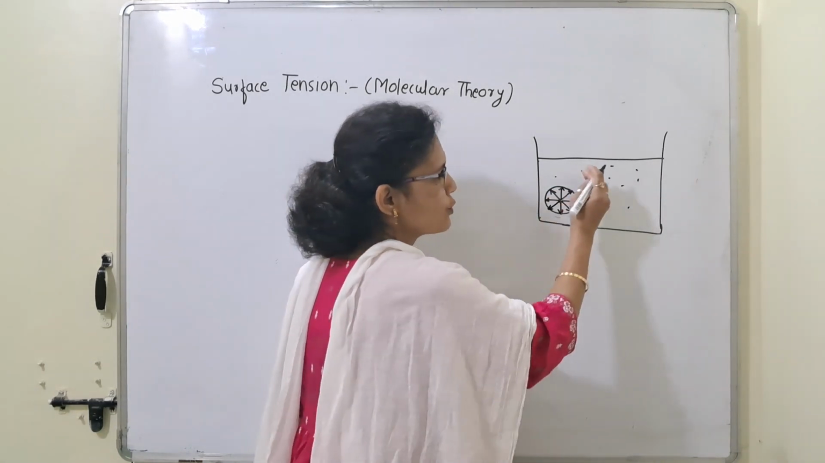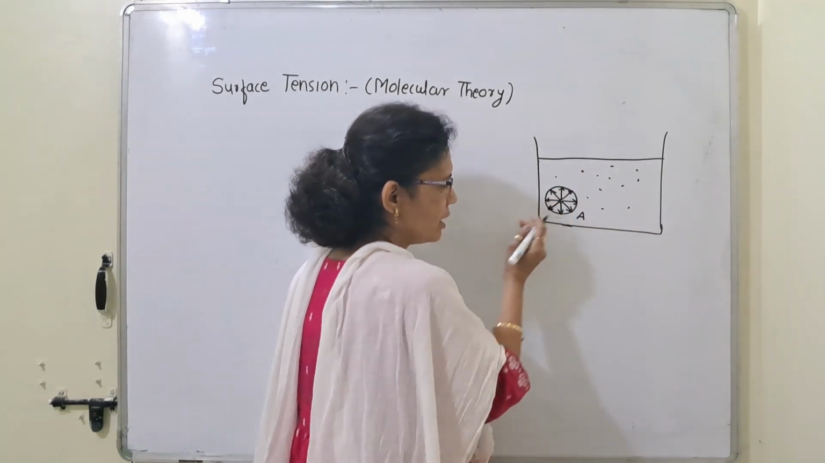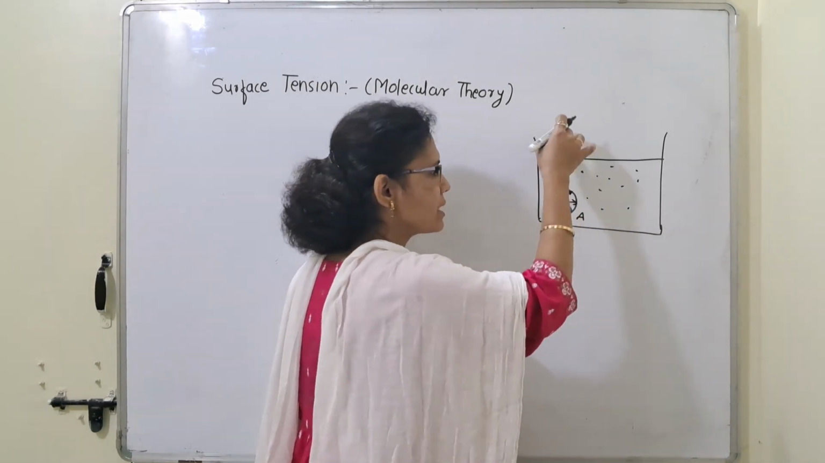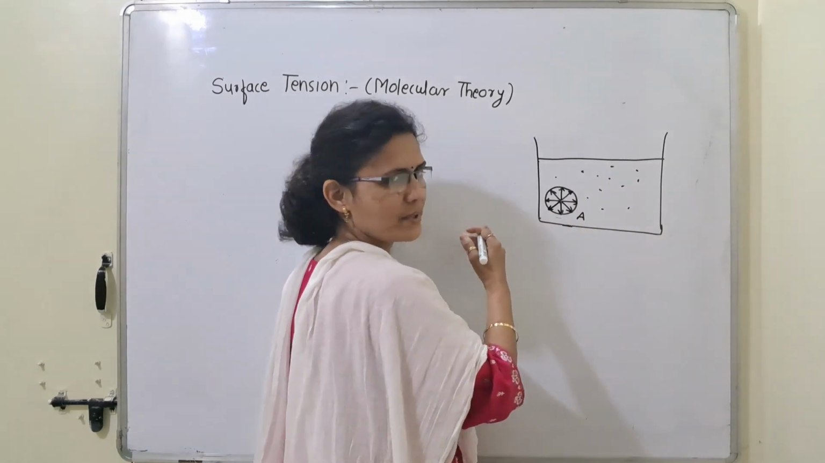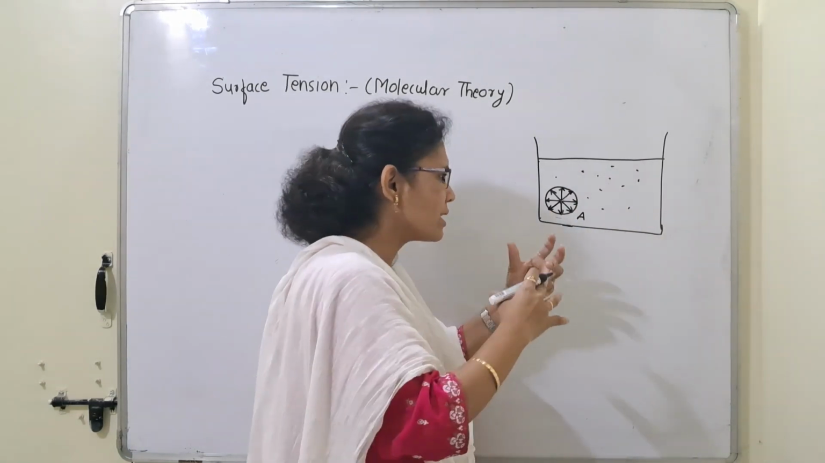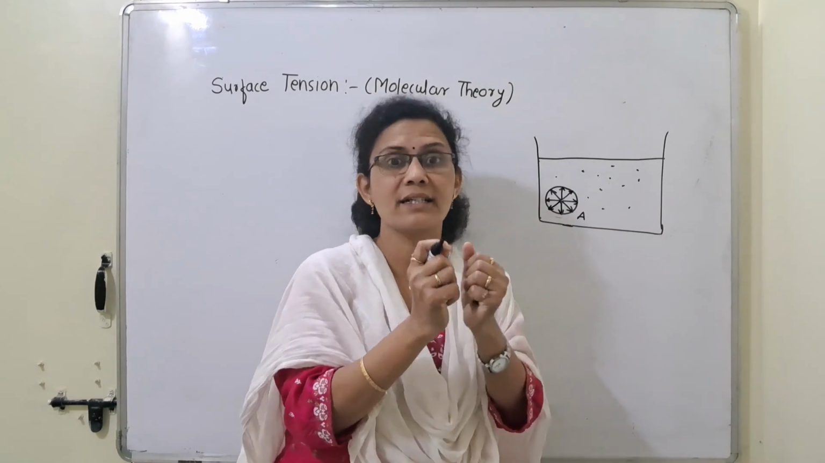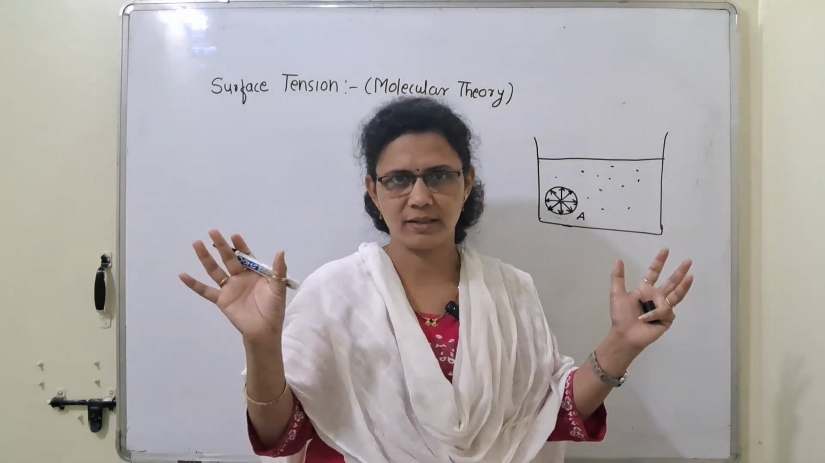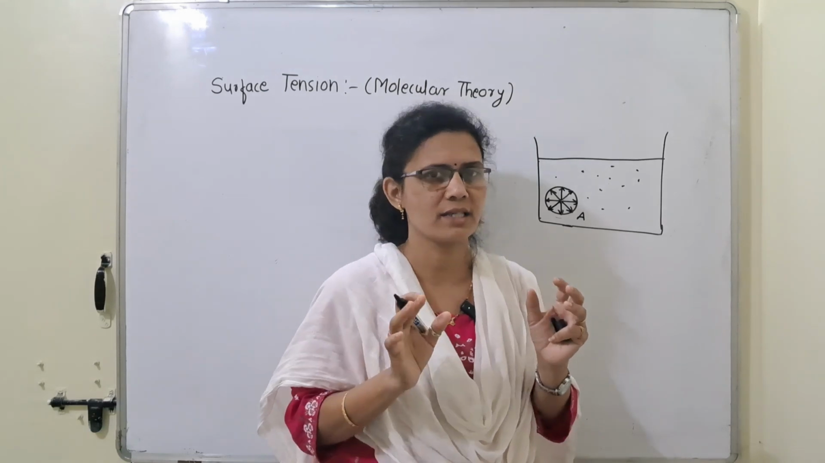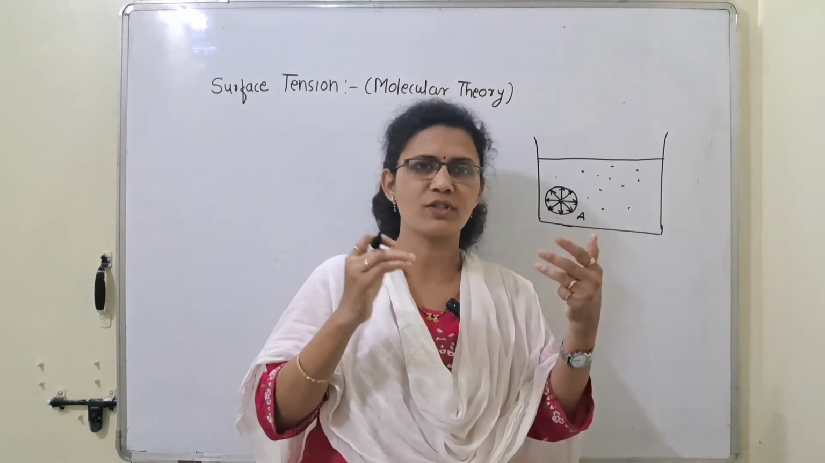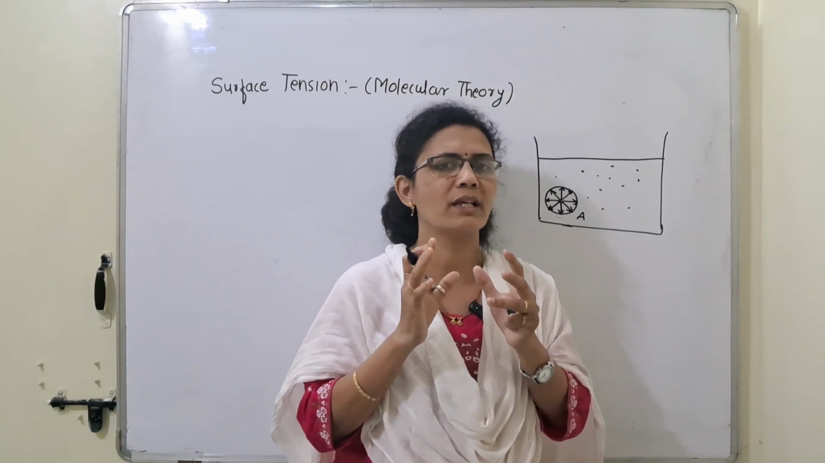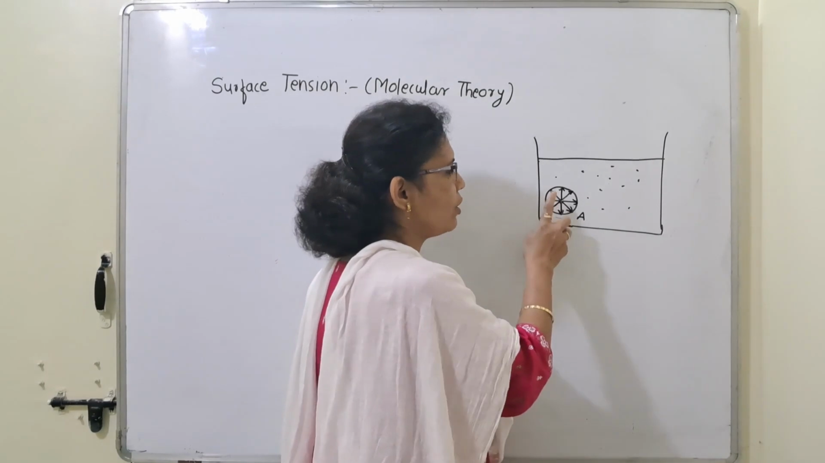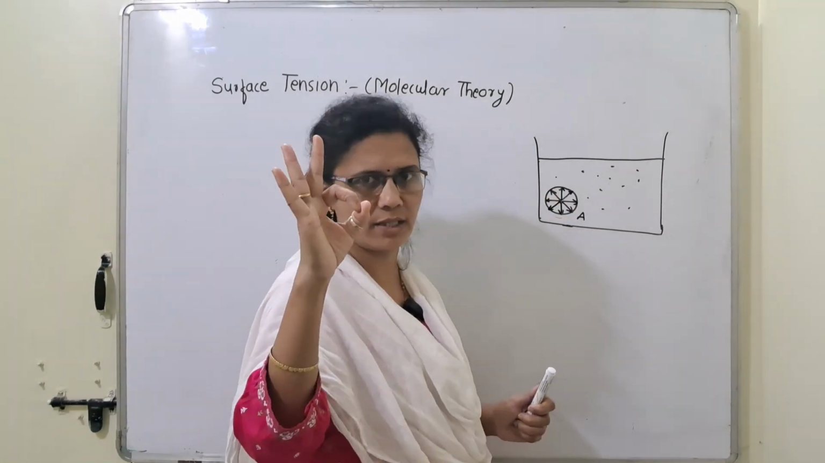Molecules will attract this molecule towards this side, also towards this side, upper side, lower side, right side, left side. Means from all sides this molecule A will get attracted. So what happened? All these forces will get cancelled. Upper, lower, left, right, all these forces will get cancelled with each other, and the resultant cohesive force acting on this molecule A will be 0.